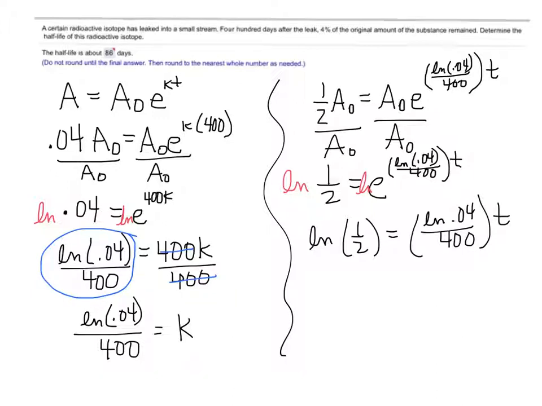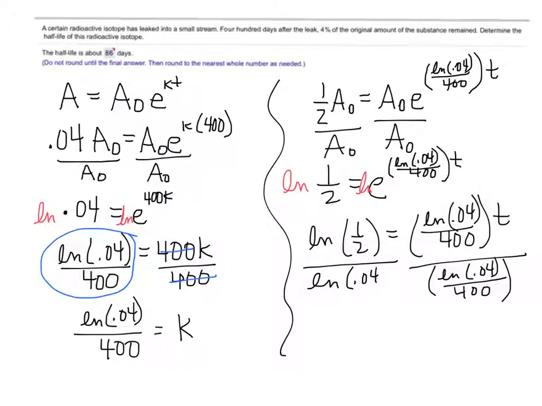Now since that is just multiplied by t, we're going to do the opposite and divide. And I forgot to add some parentheses there. In your calculator, that's kind of important when we put this in, to have lots of parentheses so that it calculates properly. So now we have everything that we need to put into our calculator, and we'll have solved for t. So if you put that in and then round to your nearest whole number, you should get 86 days for our half-life.